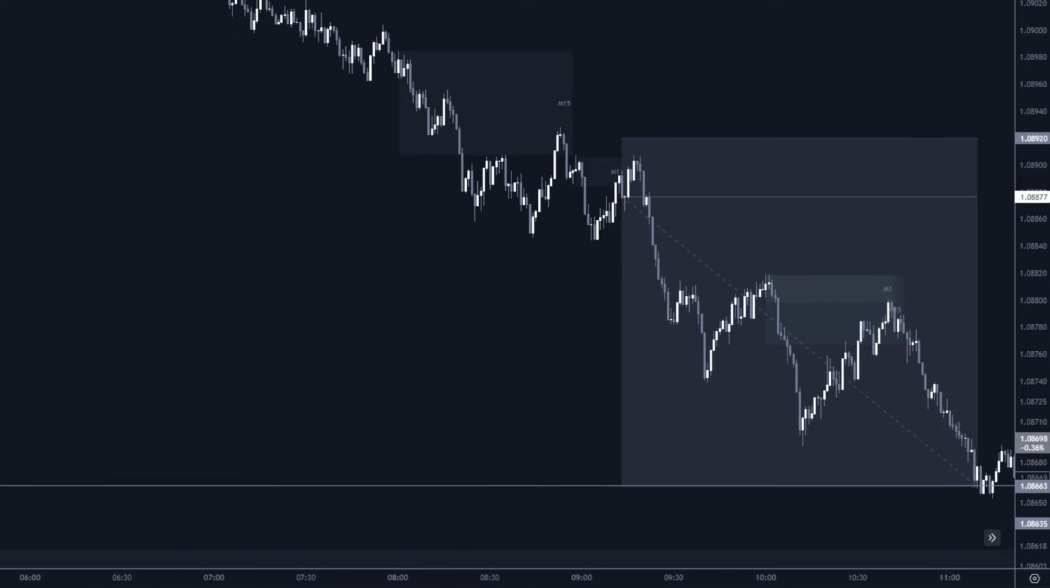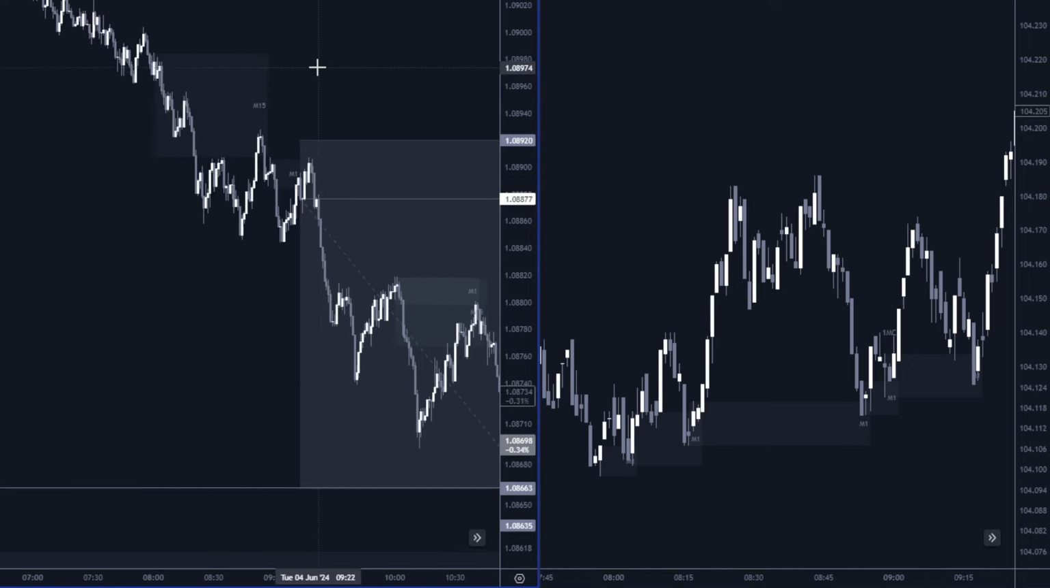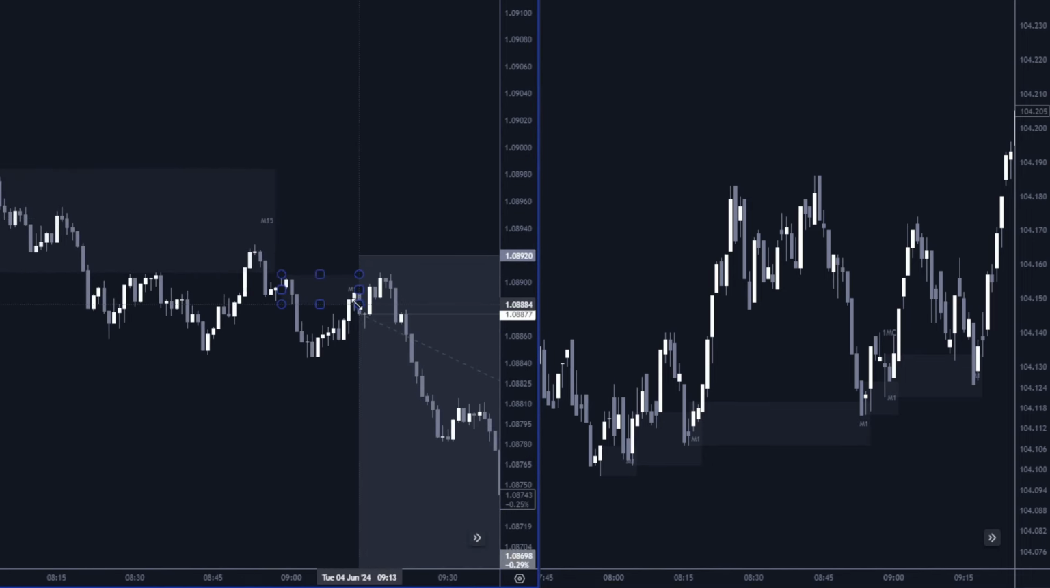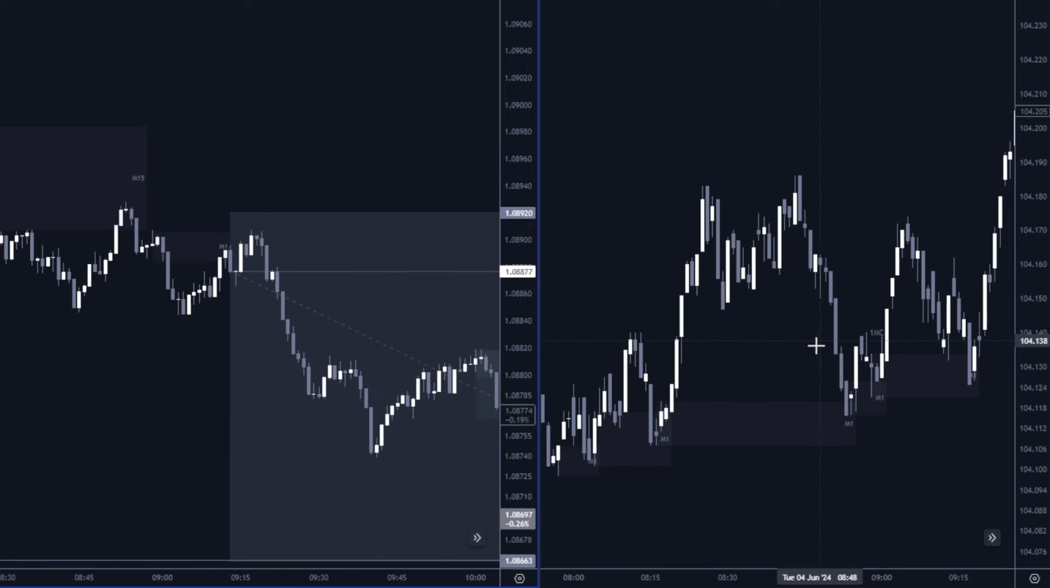Now as you can see here, I'm just going to open up the DXY chart, which is exactly where my entry was. So this is 9:13 AM there, as you can see, and this is also 9:13 AM there as well in the DXY. So as you can see, 9:13, same time. So I just want to show you guys why I entered there.